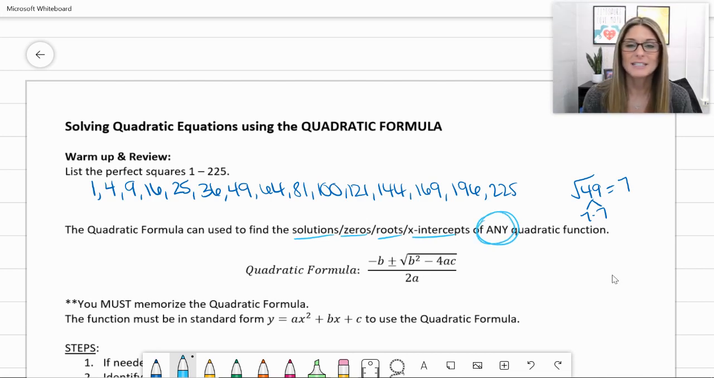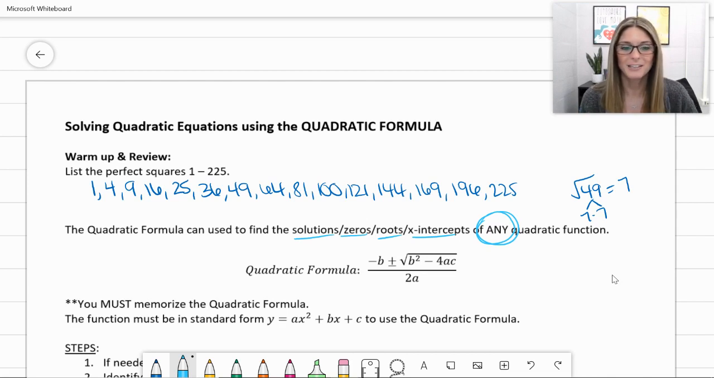Maybe you've noticed that some methods for solving a quadratic equation are easier or better for some equations versus others. So the quadratic formula, however, will work for any. It doesn't matter what it looks like. I can use it and it'll help me find my answers.